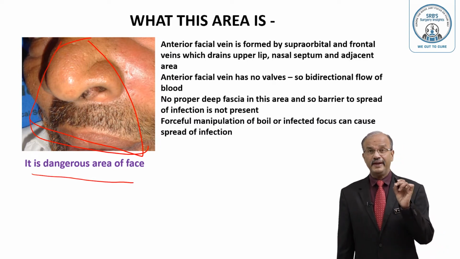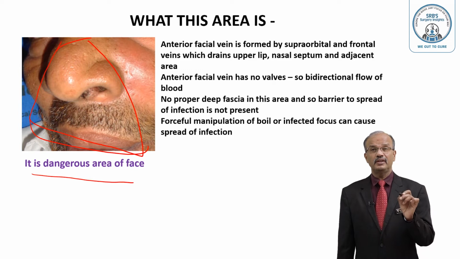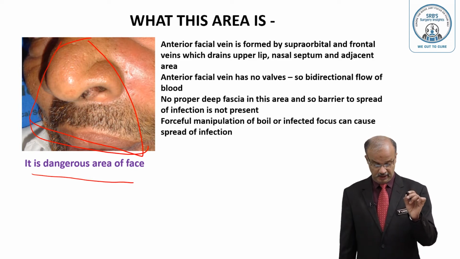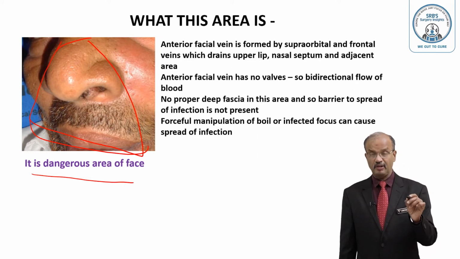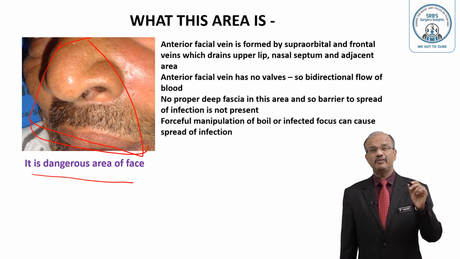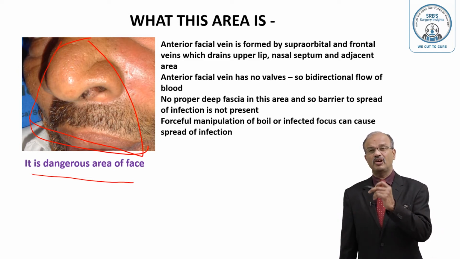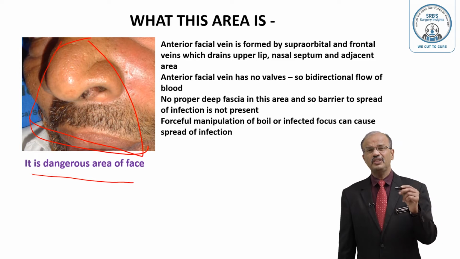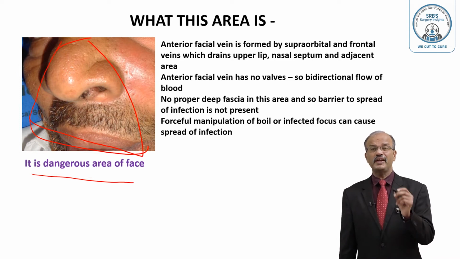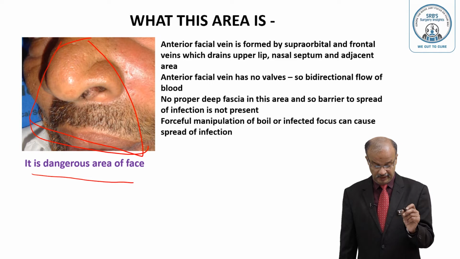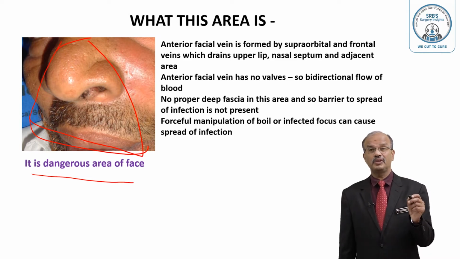We know that the anterior facial vein is there, which is formed by the supraorbital and frontal veins, which drain the nasal septum, adjacent area, and upper lip, and eventually it forms the common facial vein and drains into the IJV. Now this is connected intracranially to the cavernous sinus and the pterygoid plexus. So the flow here is bidirectional because there are no valves and there is no proper deep fascia here, so it doesn't have any support. The barrier is not there, so infection spreads in both directions.